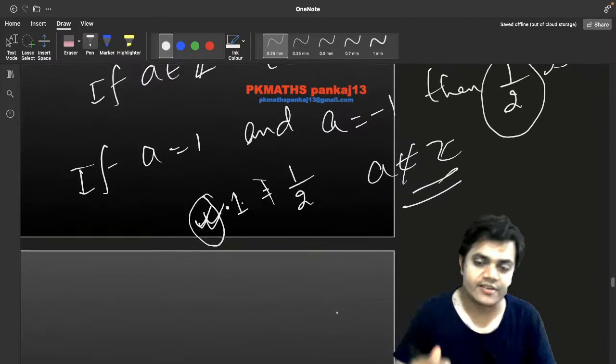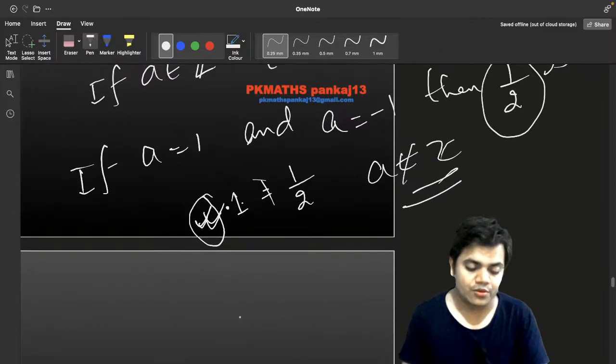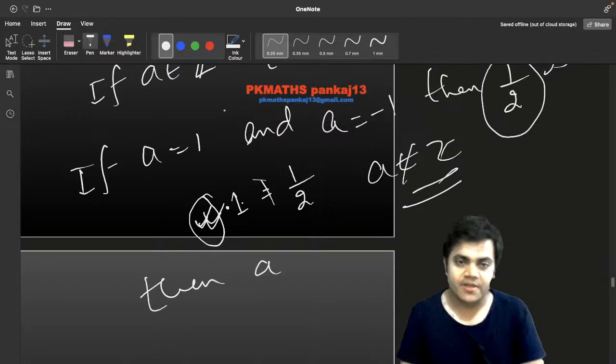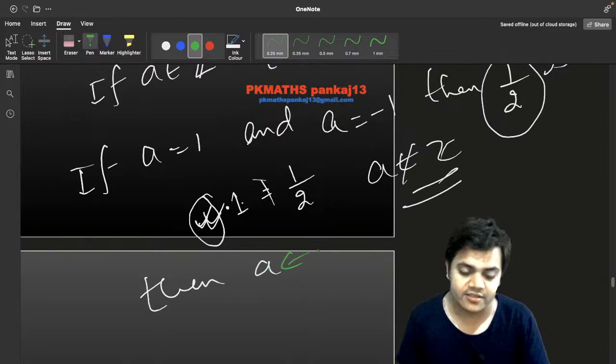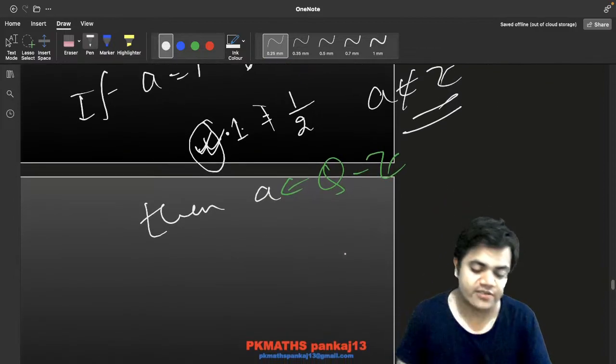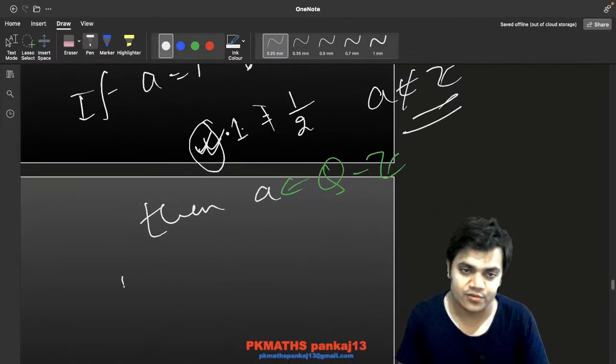Okay, and in that case A belongs to Q without Z. So here we have seen that 1 or -1, which were generators of Z, could not be generators of Q. So now the other way is that we can take A belonging to Q without Z. I mean to say we take A as a non-integral rational. Then what is going to happen?